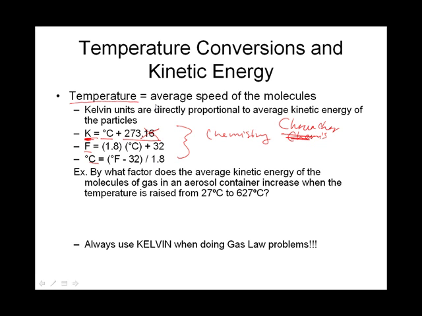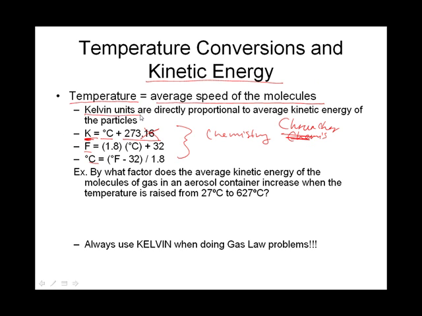Temperature can be defined in terms of kinetic energy or kinetic theory as the average speed of the molecules. So I'm not talking about total speed, I'm not talking about the individual particle speed, but I'm talking about the average speed of the molecules. So if the average speed of the molecules generally is increased, then the temperature is higher. If the average speed of the molecules slows down, then it is cooler.